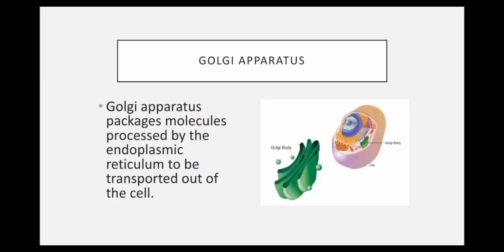The next part is the Golgi apparatus. Golgi apparatus packages molecules produced by the endoplasmic reticulum to be transported out of the cell. And also, they have their own genetic material separate from the DNA in the nucleus, and can make copies of themselves.